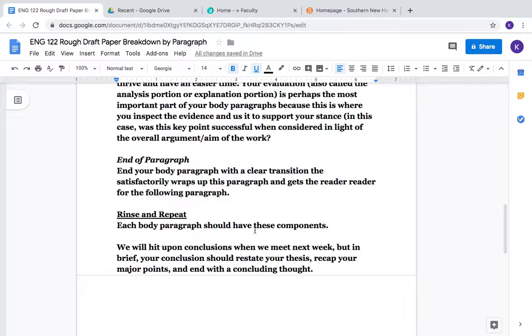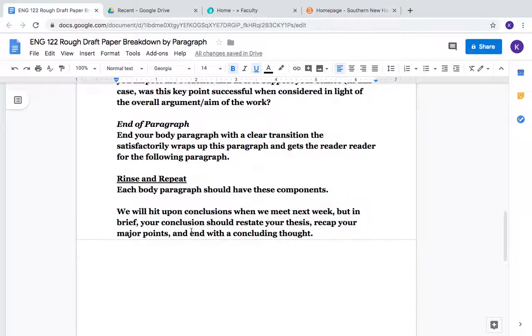My apologies. And so rinse and repeat. Each body paragraph should have these components.